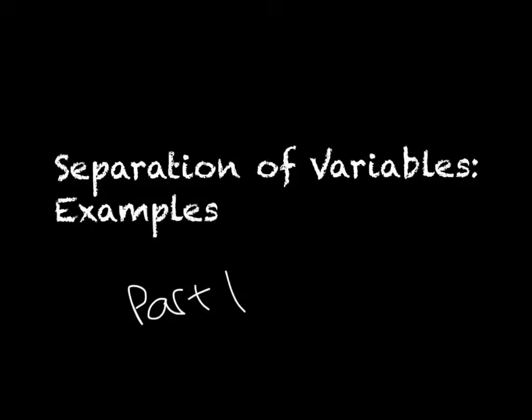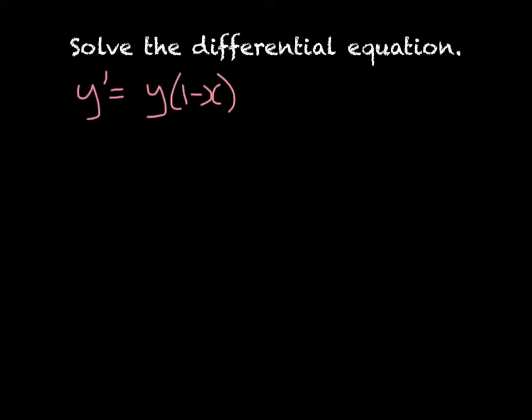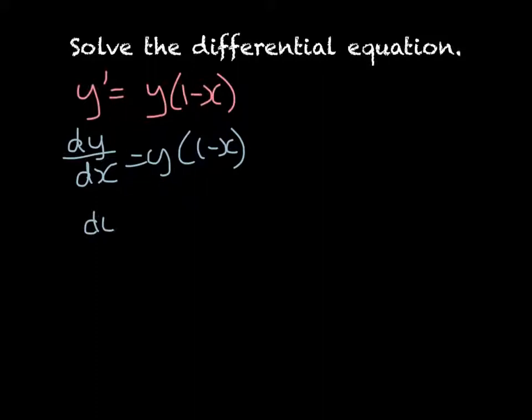This video will be about examples with separation of variables. Solve the differential equation. So what we're always going to do first is replace y prime with dy over dx. And so then, now we're going to put all the y's on one side, giving us dy over y equals 1 minus x dx. Now we will integrate.